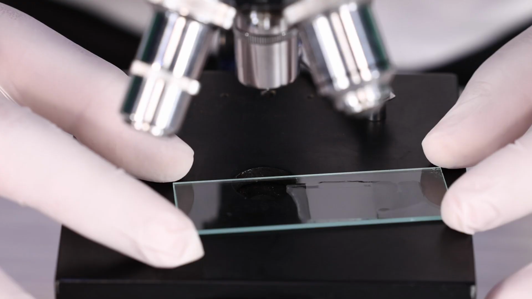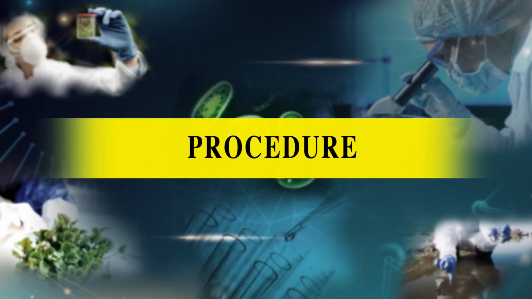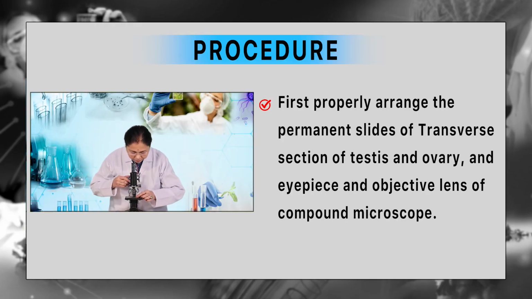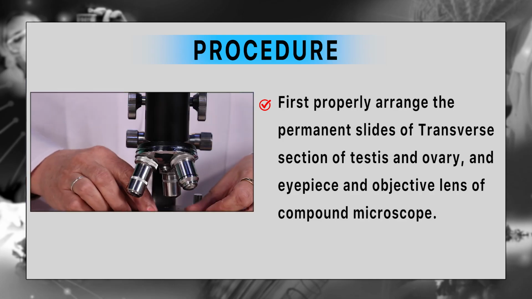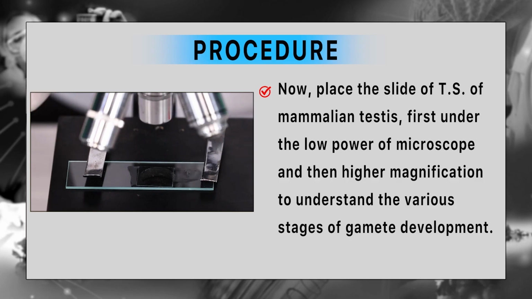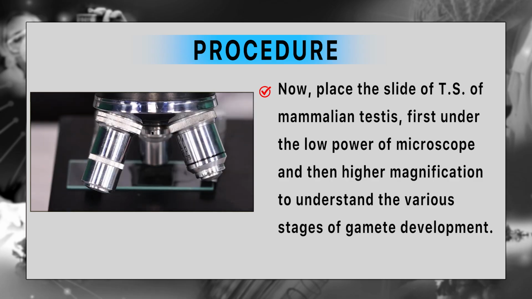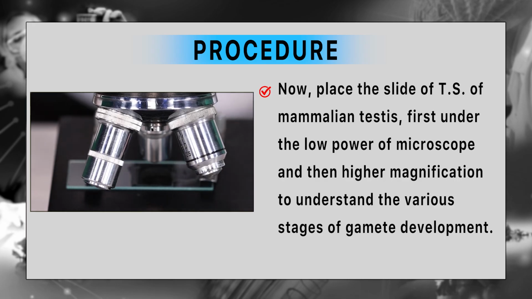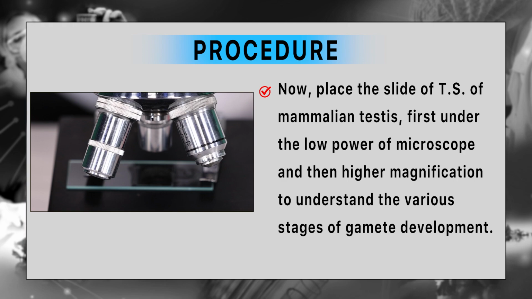For this session, we require a compound microscope, permanent slides, and images of transverse sections of mammalian testes and ovary. Let us first adjust the eyepiece and objective lens of the compound microscope and then arrange the permanent slides of transverse section of testes and ovary. Now place the slide of TS of mammalian testes first under the low power of the microscope and then under higher magnification to understand the various stages of gamete development.